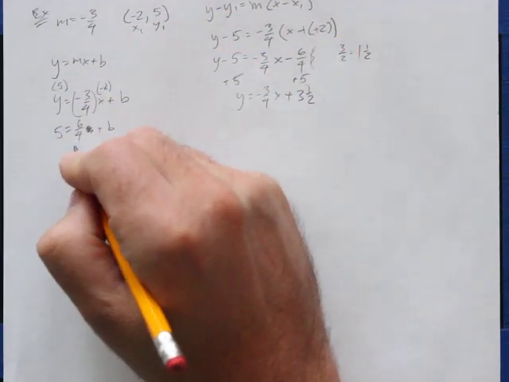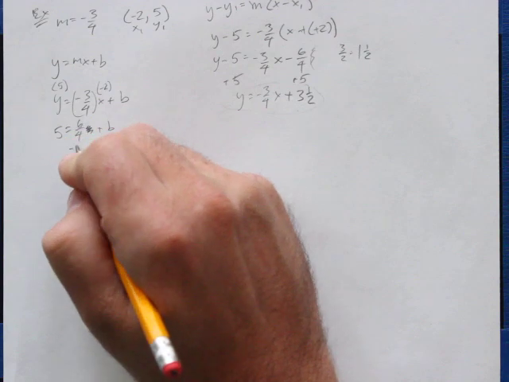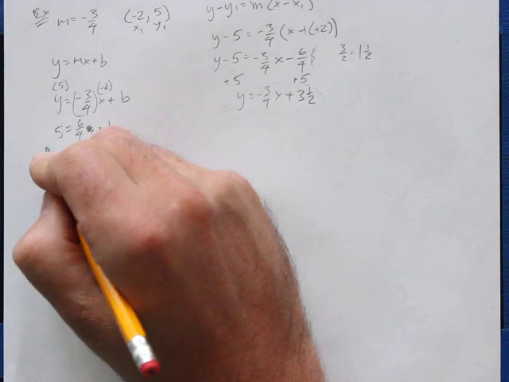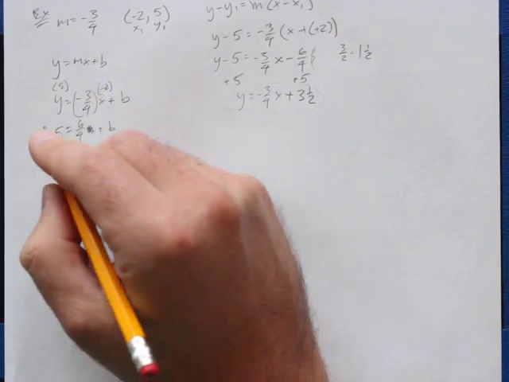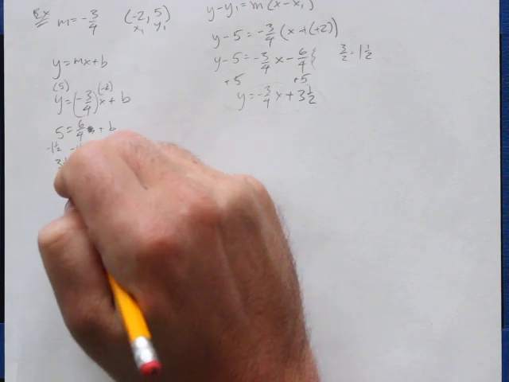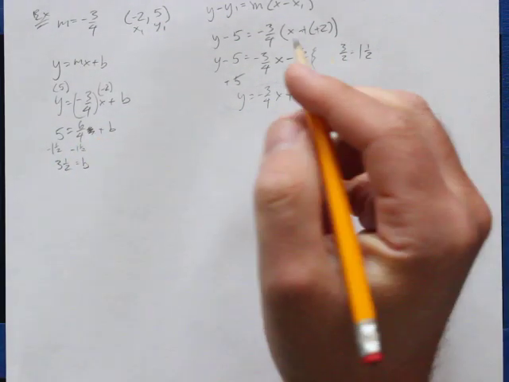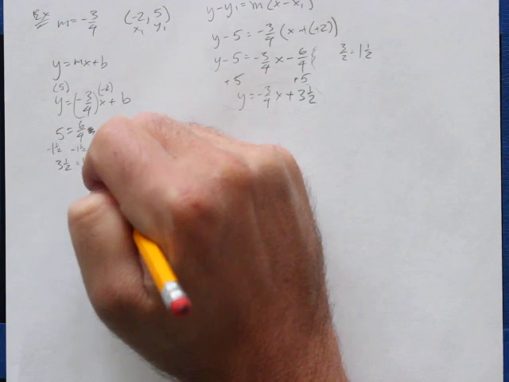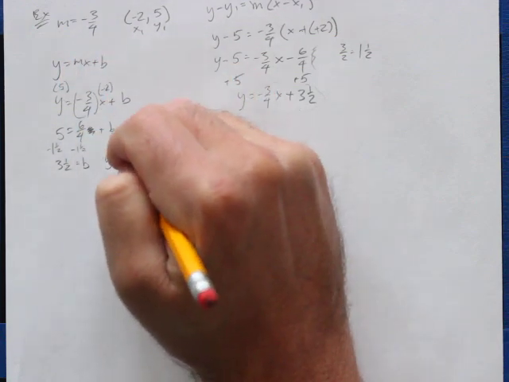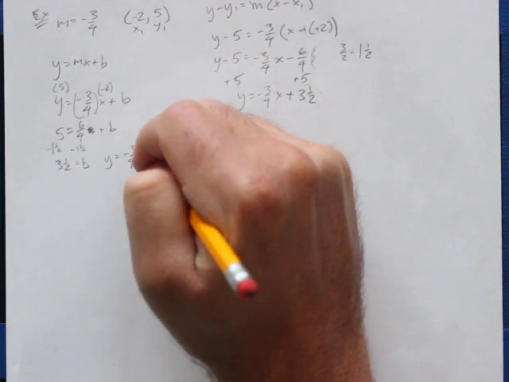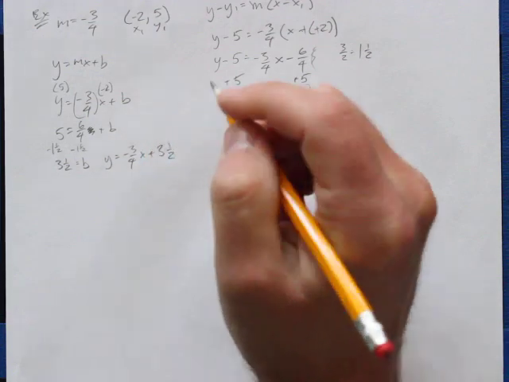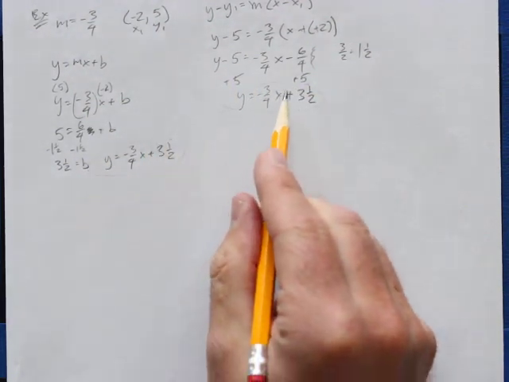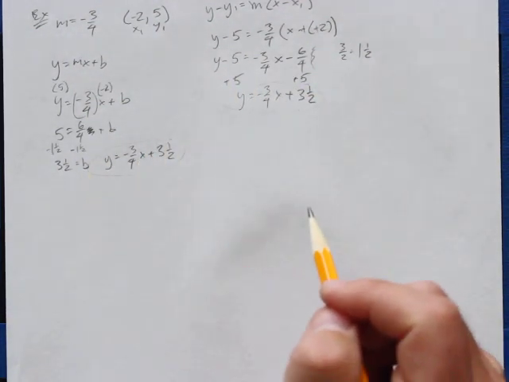Now I just need to subtract 6/4, which is 1.5, we already said, from each side. And I get 3 1/2 equals b. So, and then I just rewrite this. Y equals my slope, -3/4 x plus 3 1/2. So I just rewrite what I know with that information.